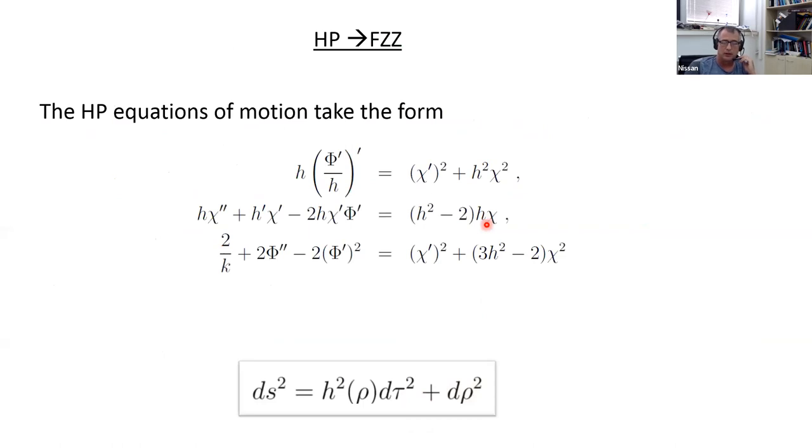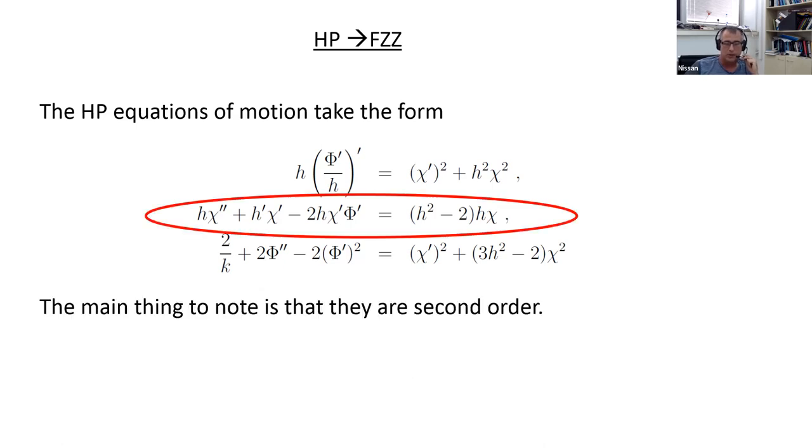So let me start by pointing out what the second order equations of motion are. The details of course are not important. The H is the g_tt component in the metric, and you have a bunch of equations; here are the equations. The only thing I would like to emphasize is that the equation of motion for the winding mode is indeed second order, as you could anticipate from the action. No surprises there.